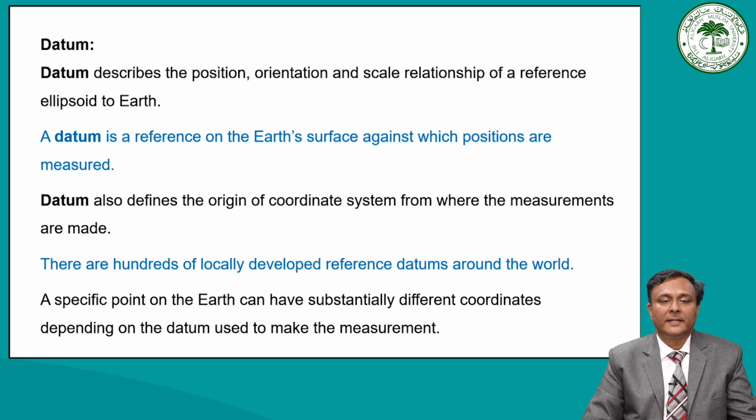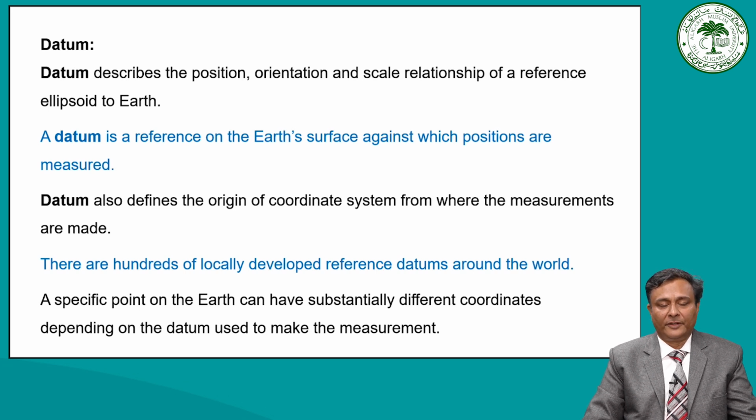A datum is a reference on the Earth's surface against which positions are measured. Datum also defines the origin of the coordinate system from where the measurements are made. And there are hundreds of locally developed reference datums around the world. A specific point on the Earth can have substantially different coordinates depending on the datum used to make the measurement.